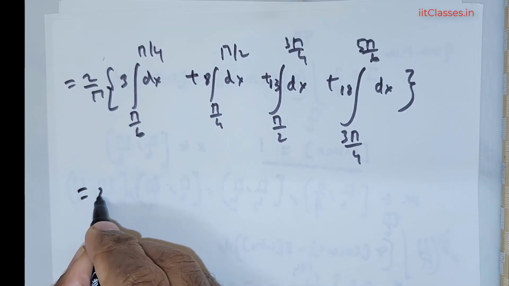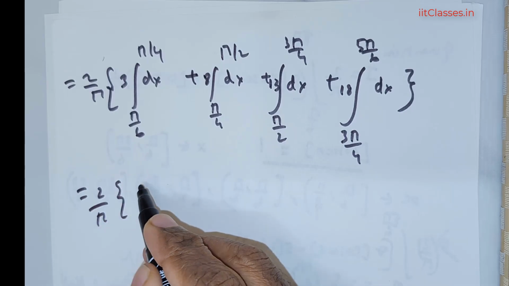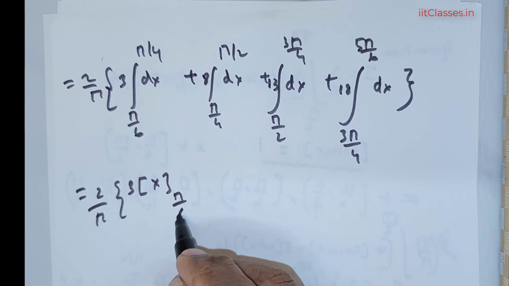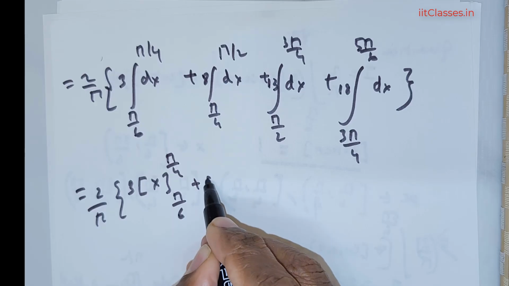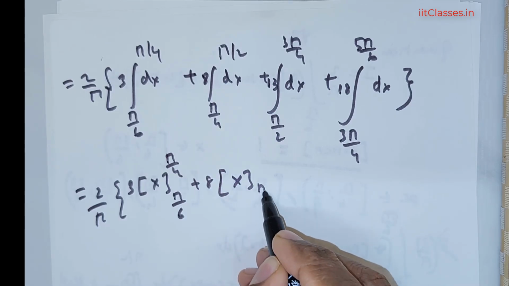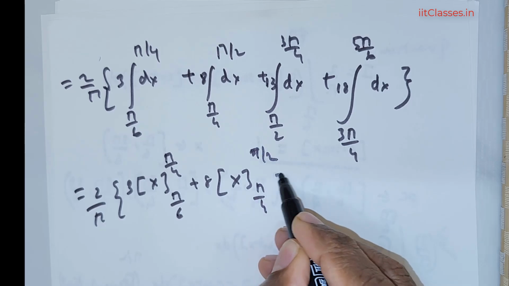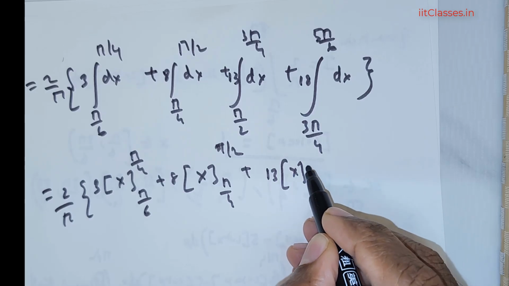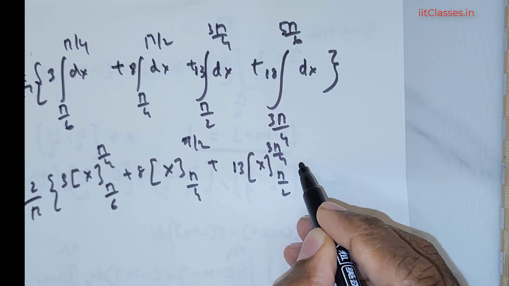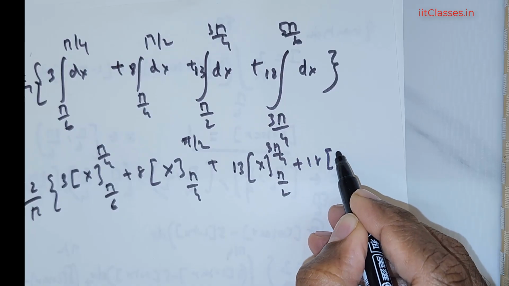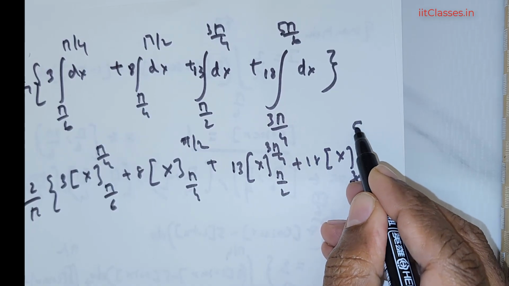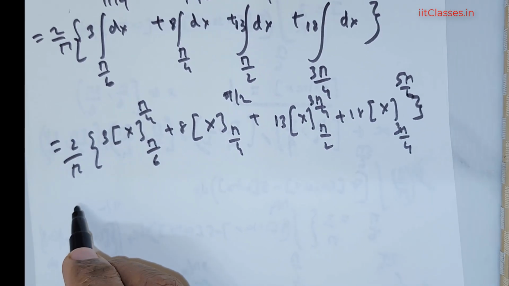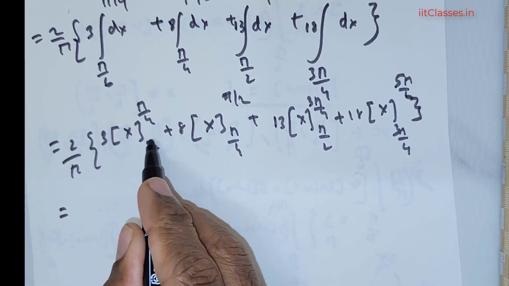So upon integrating, you're going to get 2 over pi. The integral of dx is going to be x. You have a 3 there. The limits are pi over 6 to pi over 4. 8 times of x, pi over 4 to pi over 2. 13 of x, pi over 2 to 3 pi over 4, plus 18 of x, 3 pi over 4 to 5 pi over 6. Now these are all parentheses, okay? So nothing to do with the greatest integer function over here.